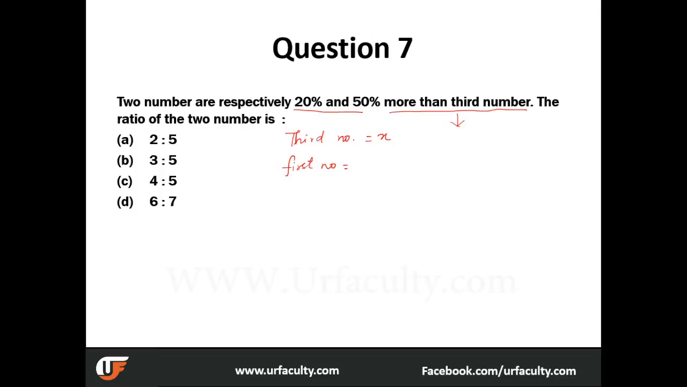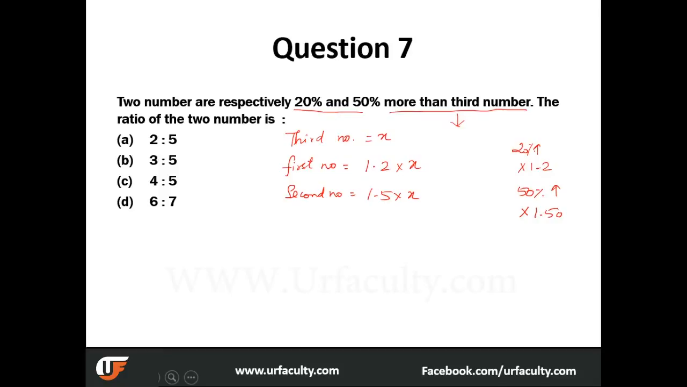So what is the first number then? We know that if it is 20% more, we need to multiply that quantity by 1.2. So it is basically 1.2 of the third number. And the second number is 50% more, which means we have to multiply 1.5 with that quantity. So 1.5 into x. So we know that the first and second numbers are these.